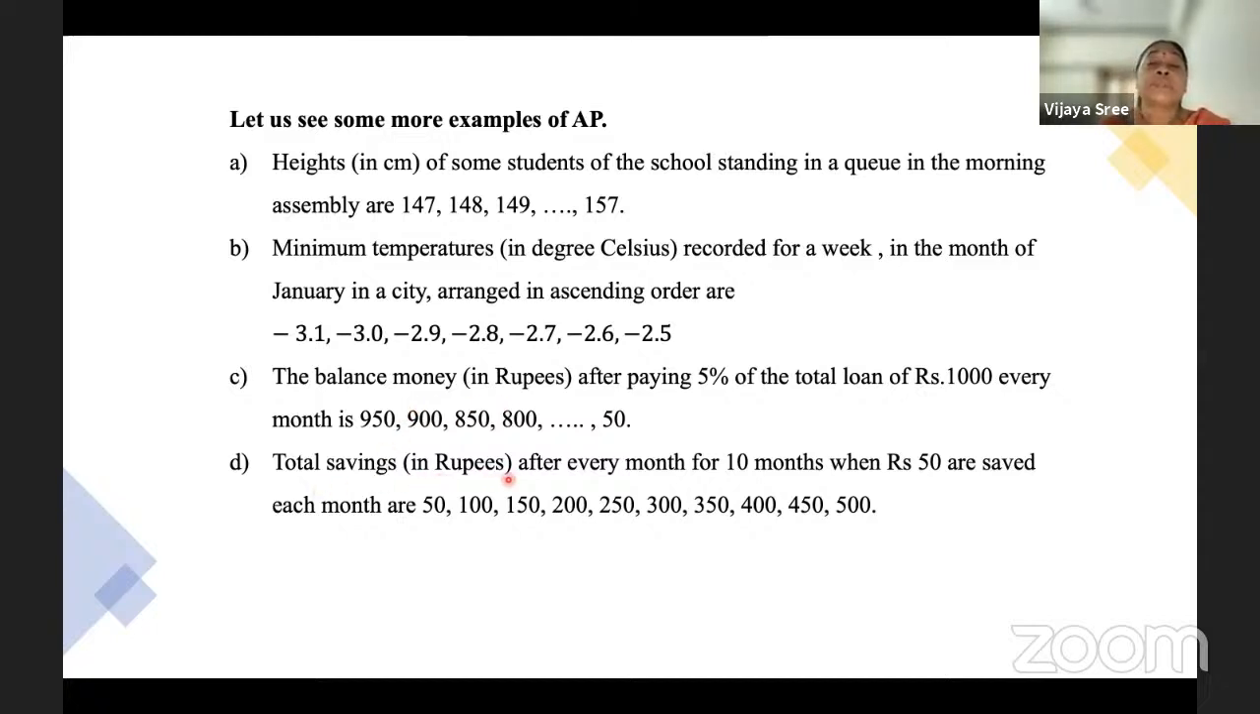Okay, total savings in rupees after every month for 10 months, when 50 rupees are saved each month. Each month's savings is 50 rupees. How many months are they saving? 10 months. First month, 50 rupees. Second month, 100. Third month, 150. Fourth, 200. Fifth, 250. Sixth, 300. Seventh month, 350. Eighth month 400 rupees, ninth month 450, tenth month 500 rupees. Here also, the list of numbers is increasing constantly, and the constant term, the common difference, is 50 rupees. Okay, next.